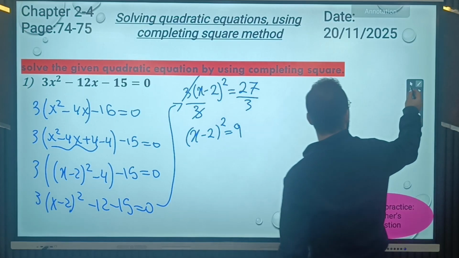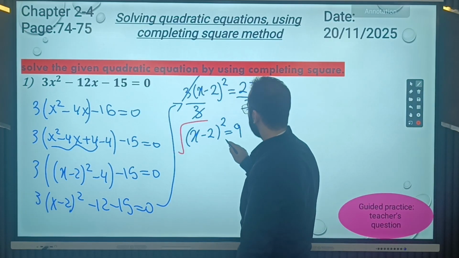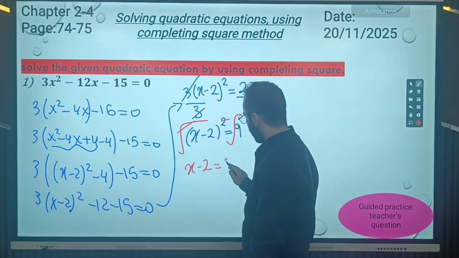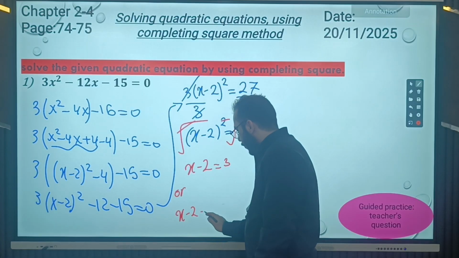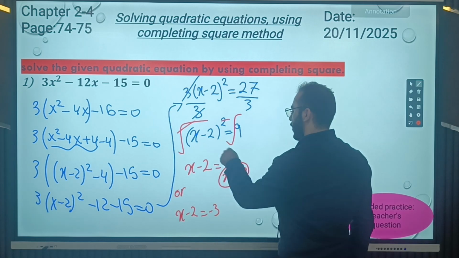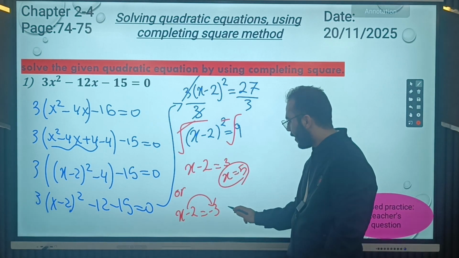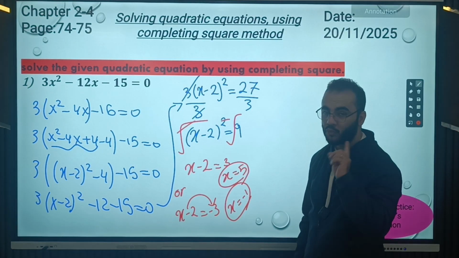So if you just take the square root of both sides, this 2 is going to kill this one. x - 2 either equals 3 or x - 2 equals -3. So from here, we're going to get 5, because if you move -2 to the other side, 3 plus 2 is 5. And if you move -2 here, we're going to get x equals -1. That is one way.